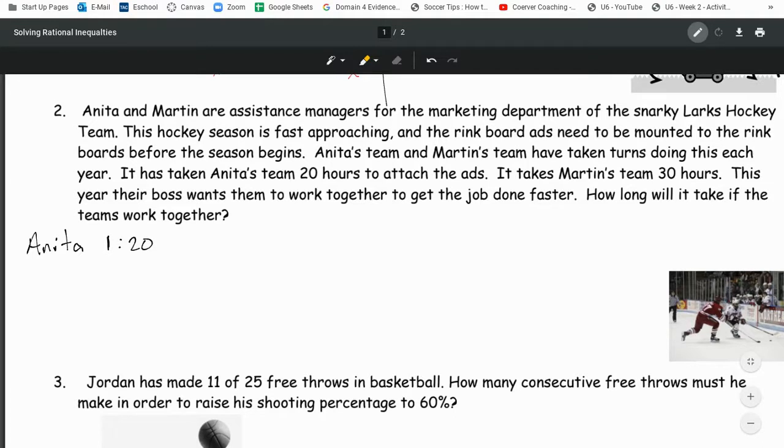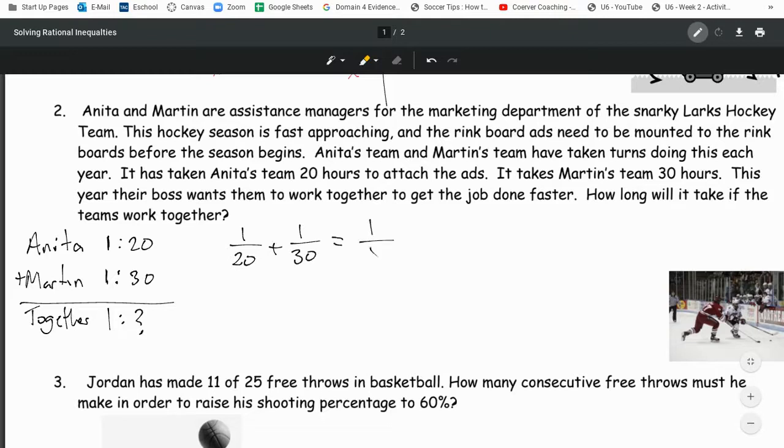So there I write down my information. It takes Martin's team that one job in 30 hours. This year their boss wants them to work together to get the job done faster. How long will it take if the team works together? So I know that I'm going to add those two to figure out how long it takes together. Again, that's not what we know, so I'll end up using a variable for there. So now I can write my equation. Anita does that one job in 20 hours, plus Martin, one job in 30 hours, and we want to know how long it takes them to do it together.